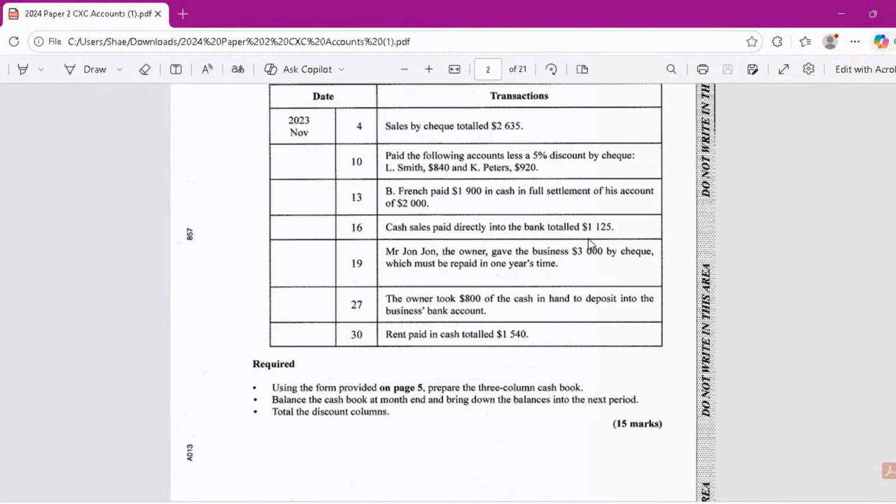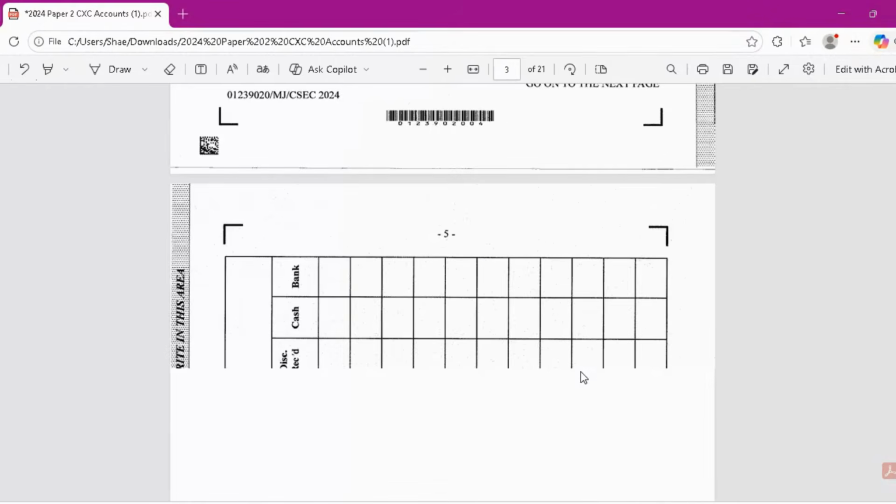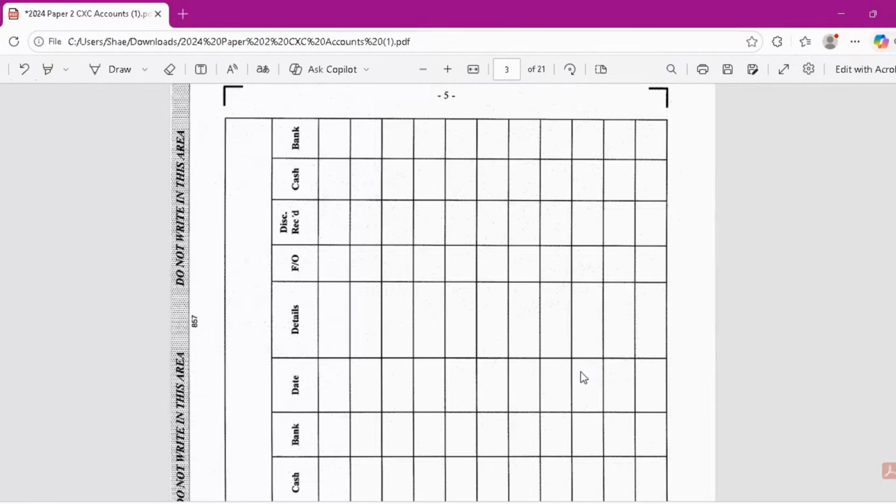Now that we've got the instructions out of the way, we know for a fact that we need the cash balance and the bank balance. That's the first thing that your cash book starts with. So you should go ahead and highlight those figures that you're going to need. Remember that this paper is yours, so you are free to make note of the things that are important to you. Then you go down to your cash book and put those figures into the cash book. Very simple.